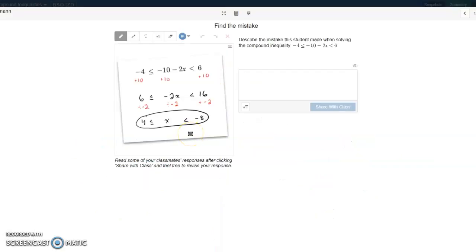So on here, I want you guys to go ahead and identify what the mistake was for this compound inequality. Okay, go ahead and see what I did, and then see what they should have done. And then you're going to write that in here and share it with the class.